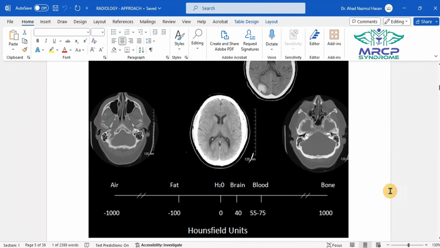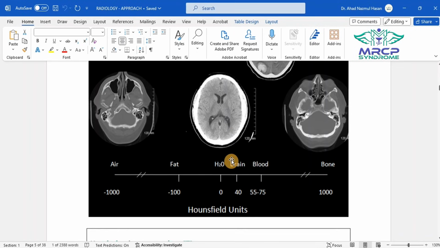So you must memorize these Hounsfield units. It will help you to diagnose the pathology more easily.